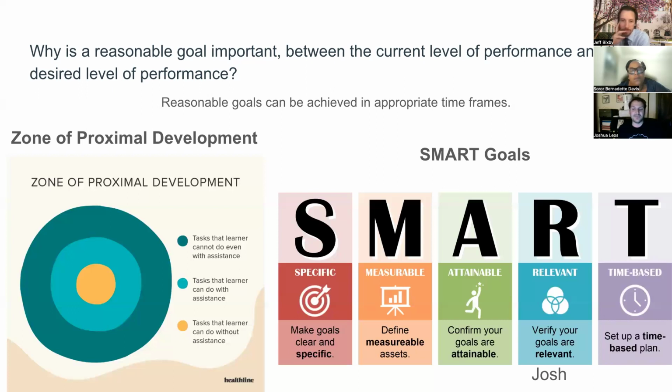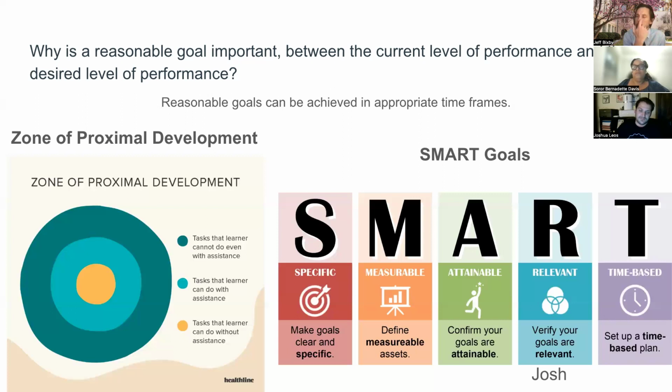And then that last part is it needs to be time based. It needs to be done in a reasonable amount of time, and of course that time frame is going to vary depending on what it is. If it's a simple goal, like getting everyone cards that give them step-by-step instructions for how to do things, that can be knocked out in a couple weeks. But if it's a bigger, larger goal, then that time frame is going to be a little bit longer.